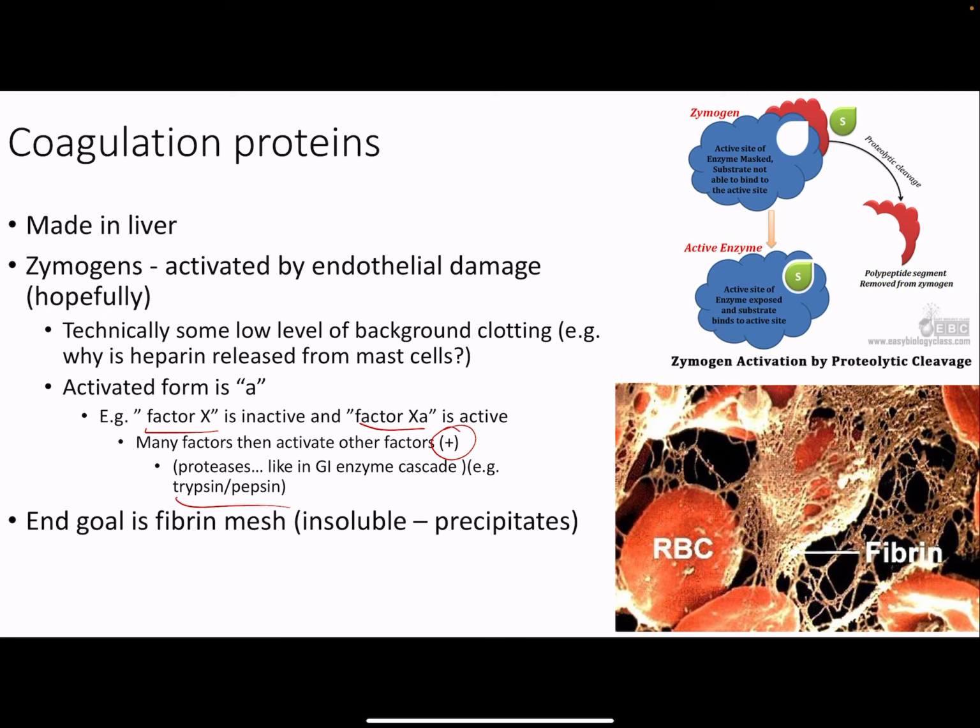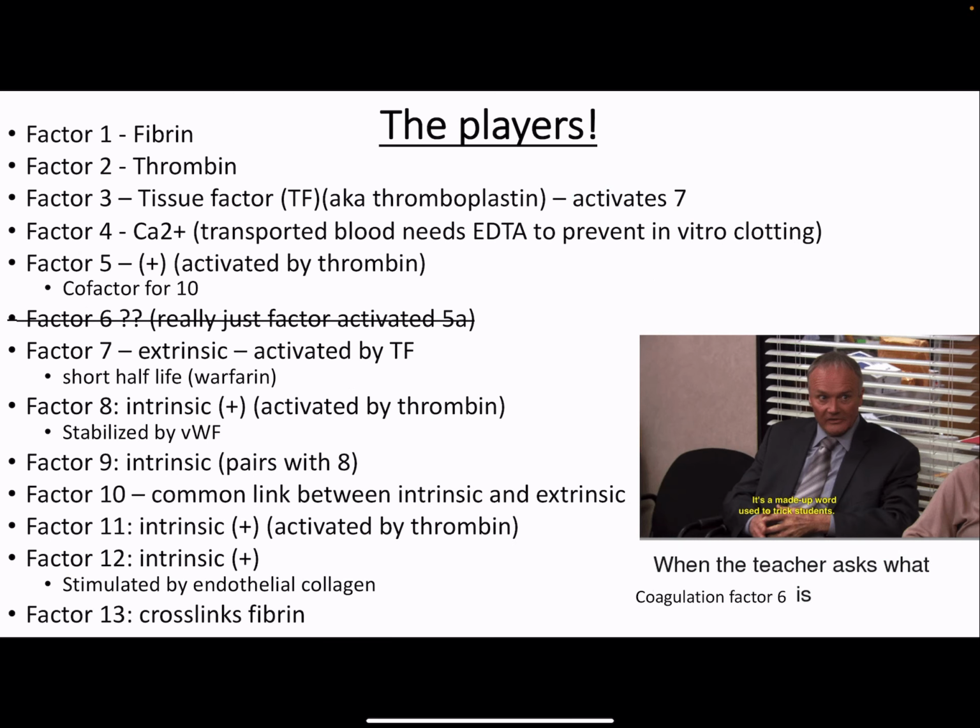The end goal of everything, again, is the fibrin mesh, which is just an insoluble cross-linked protein structure that precipitates out. This is just a picture of the zymogens, having an area that needs to be cleaved before they can become the active enzyme, which again has to do with A. And this is just a picture of the fibrin plug. So, all of the players.